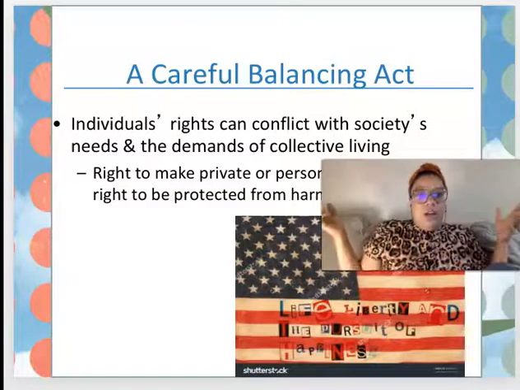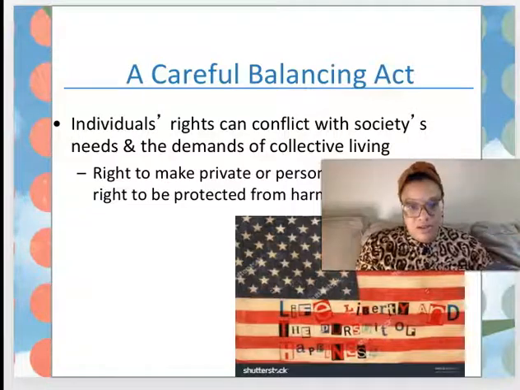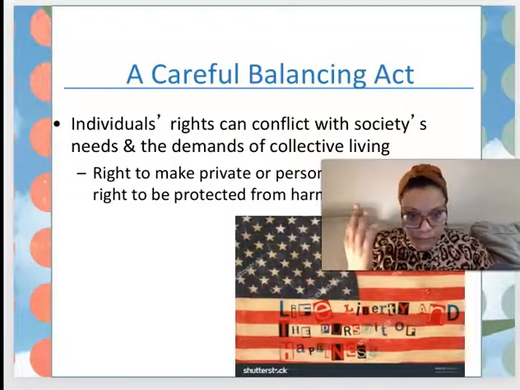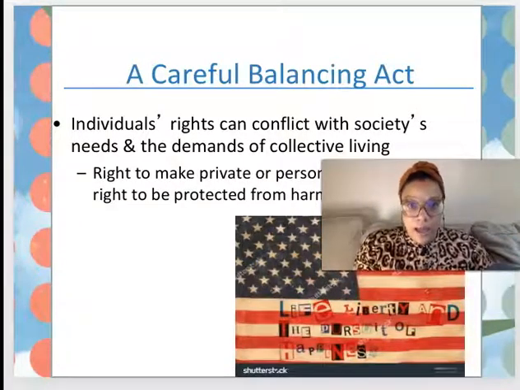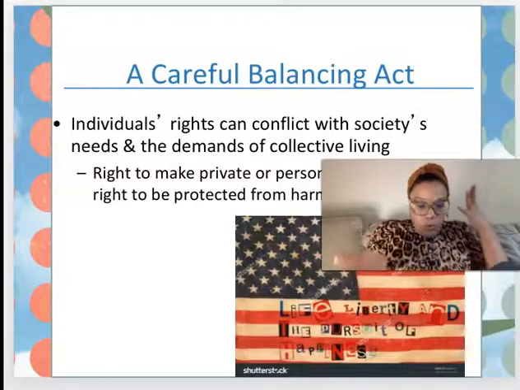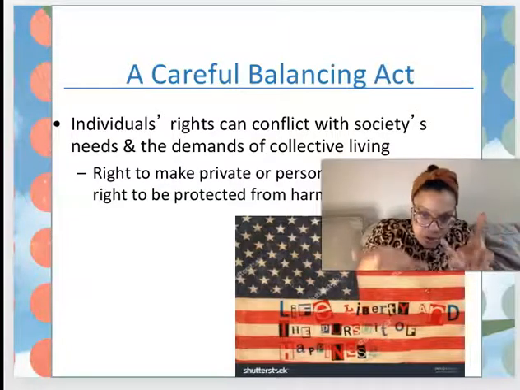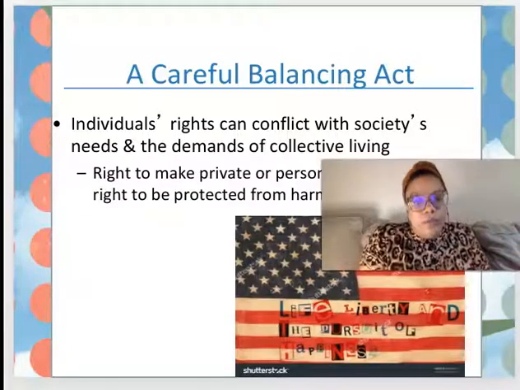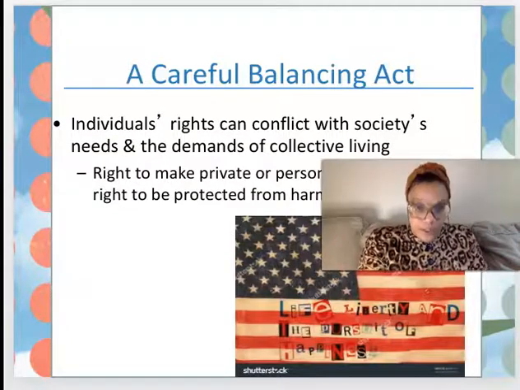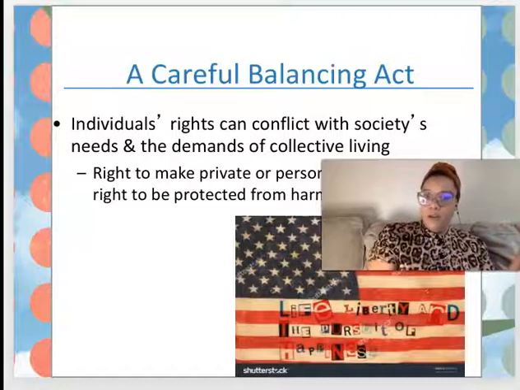COVID, what else? Voting, right? Can you think of an example, right? An example in our society where the rights of an individual are weighed against the rights of the collective? Hopefully you will see some more examples as we continue on with this lecture, but what do you think?